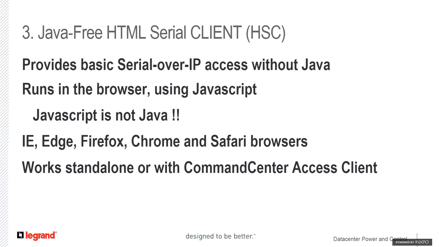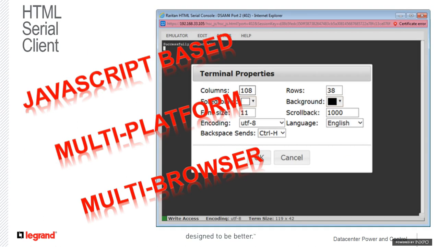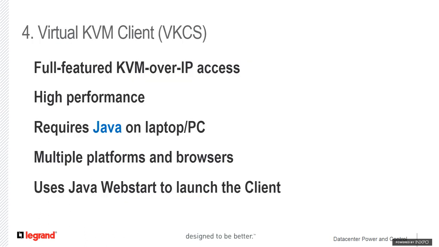So those were two KVM over IP technologies. This is for the serial console server, which is for your serial networking, Cisco, Brocade type devices. So we have a Java-free HTML Serial client called HSC, and it's basically the same type of technology, but just supports the serial type devices.